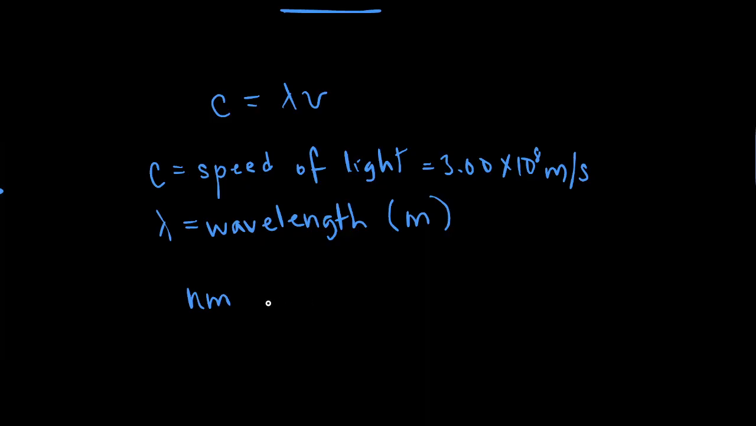If we want to convert 1 nanometer into meters, well, 1 nanometer is 1 times 10 to the negative 9 meters. So if we're given our wavelength in nanometers, you're simply going to have to multiply by 10 to the negative 9 before using the formula.